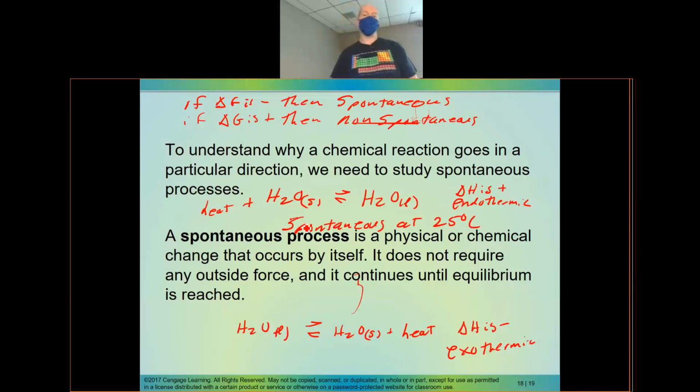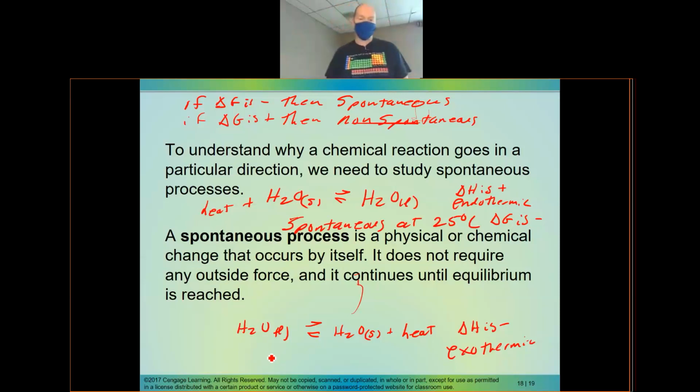All right, and so we don't need to calculate delta G. We look at this and we know that if we put an ice cube on a table at 25 degrees Celsius, it is going to melt into water. And so we know that at 25 degrees Celsius, the delta G is negative. It is spontaneous. The ice is going to melt.